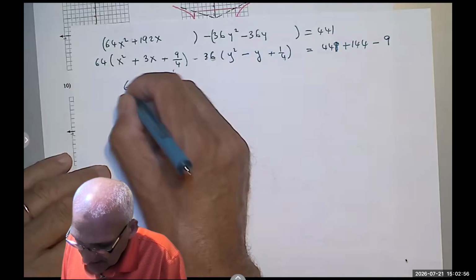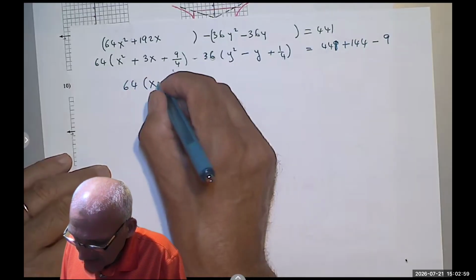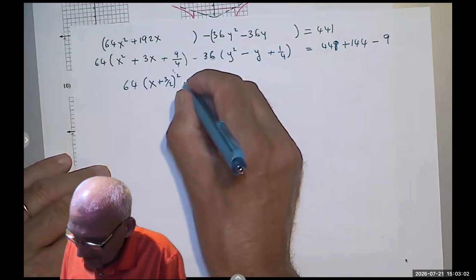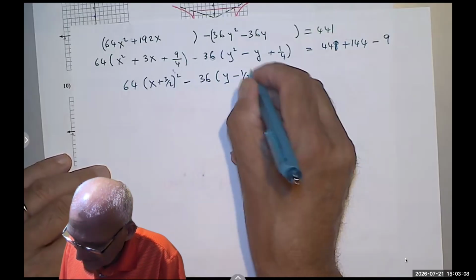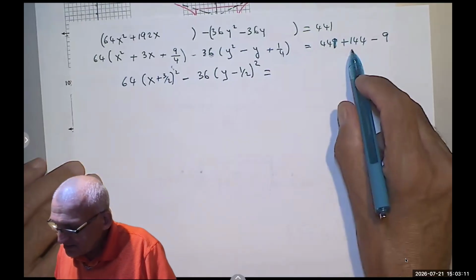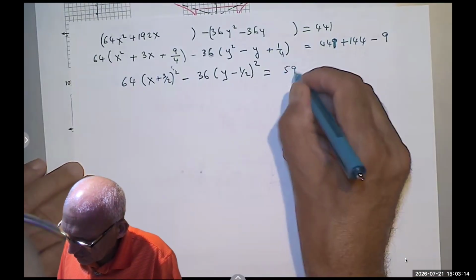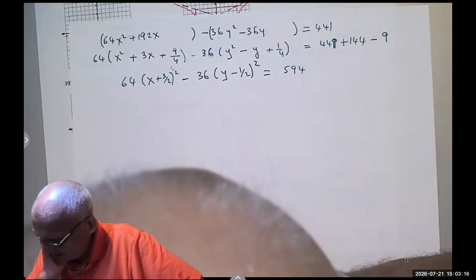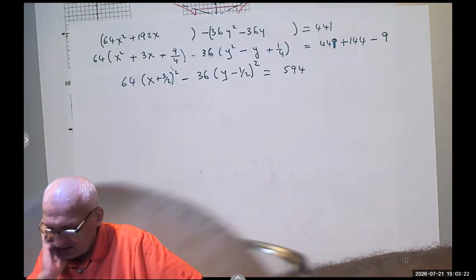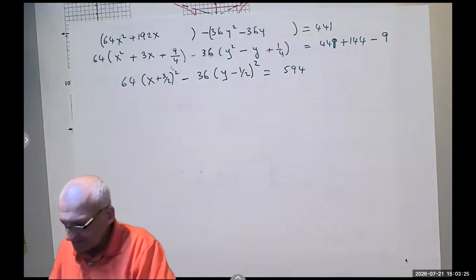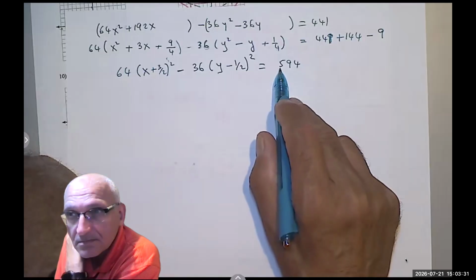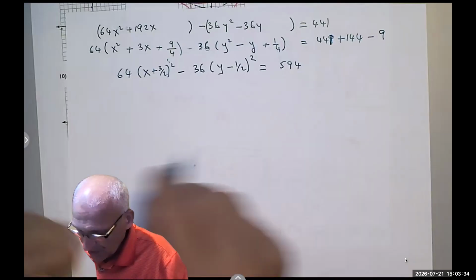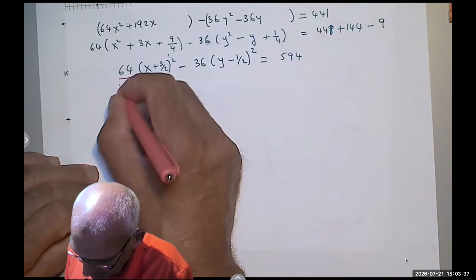Okay, so 64 times x plus 3/2 squared minus 36 times y minus 1/2 squared equals 594. That doesn't make sense. Oh no, it makes sense. So I'm going to divide by 594.